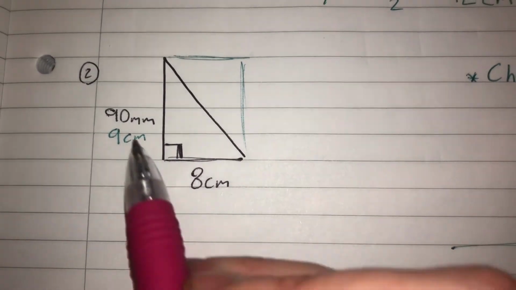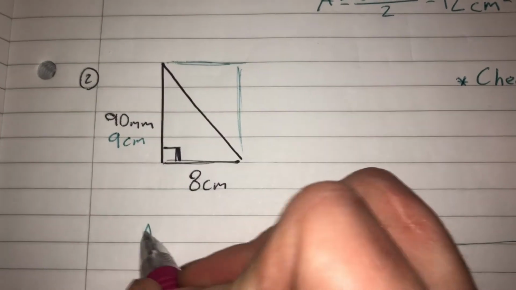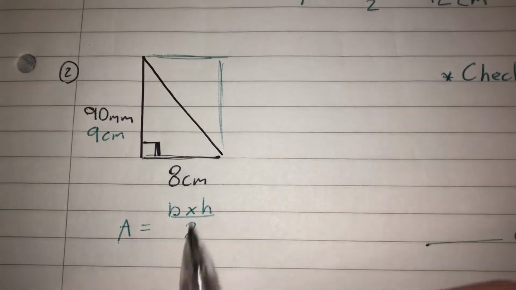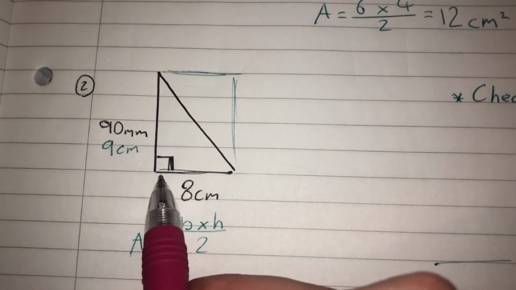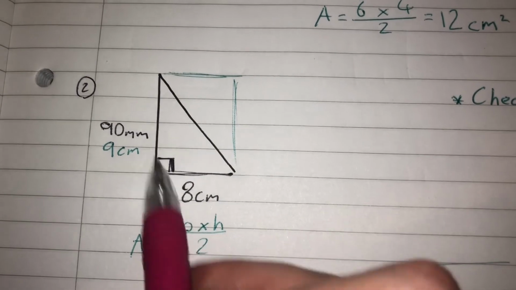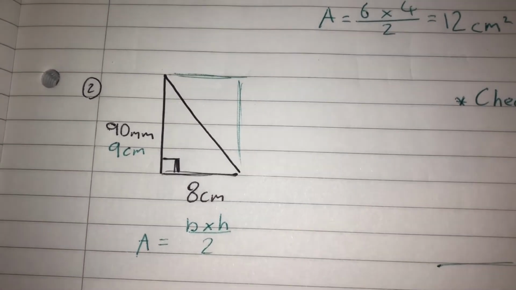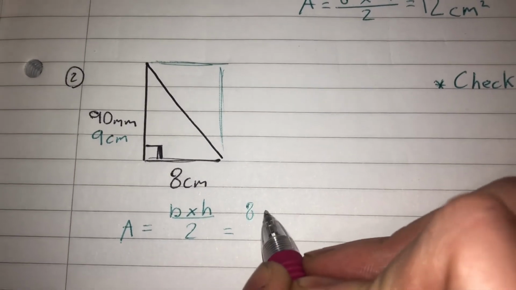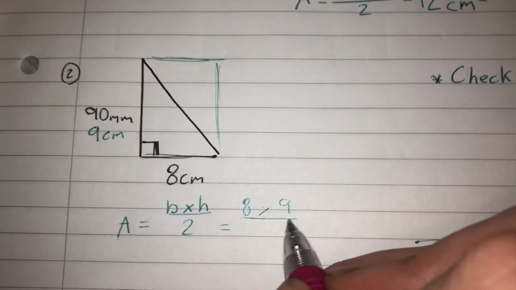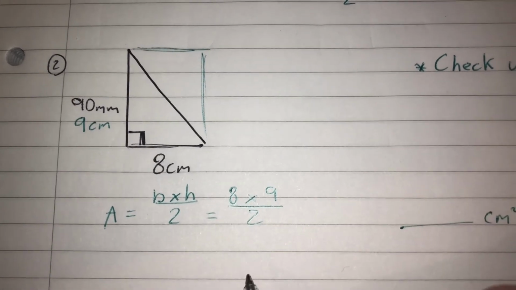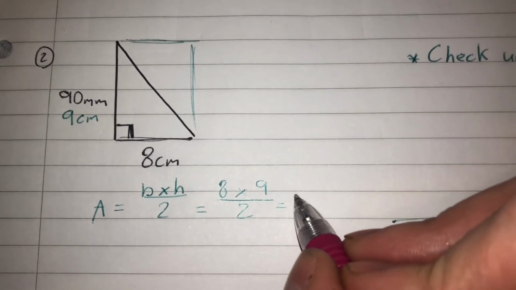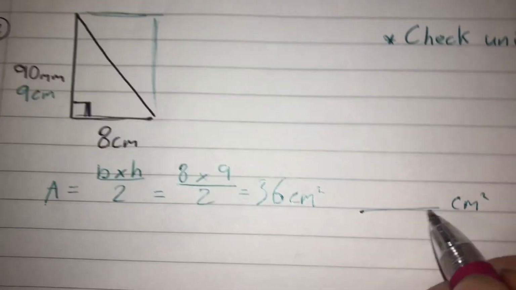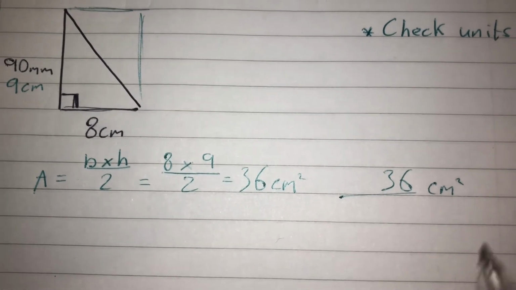Okay, so now that we've made sure all our units are the same, we just use the formula. Area is equal to base times height divided by 2. The handy thing about a right angle triangle is that we already know it's perpendicular to the base, so this is in fact our perpendicular height. So we don't have to worry about that. So the base is 8, substituting in, times the height, which is 9, all divided by 2. 8 9s, 72 divided by 2 is 36. Again, our units, centimetres squared, and of course you would just write that on the answer line.